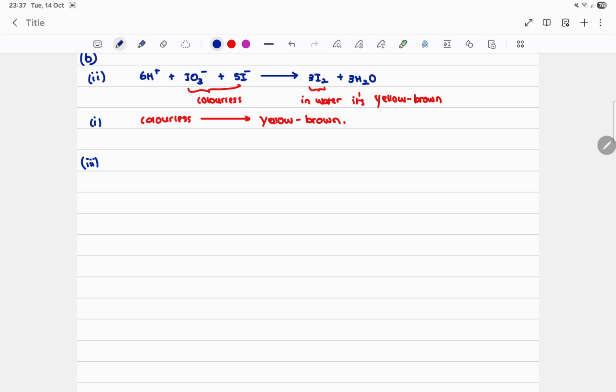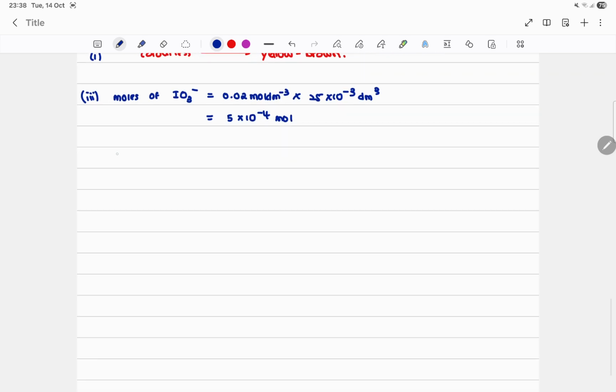Then the third part of this question. Find the number of moles of I2 formed. Let's find first the moles of IO3 minus, equals 0.02 mole per dm3 times 25 times 10 power minus 3 dm3, which equals 5 times 10 power minus 4 moles.